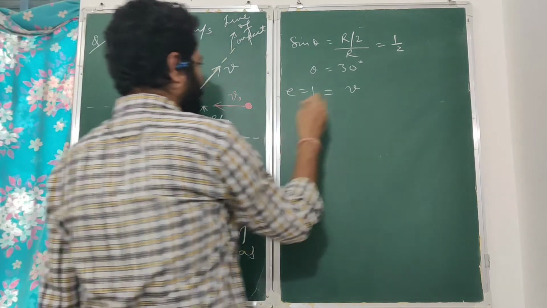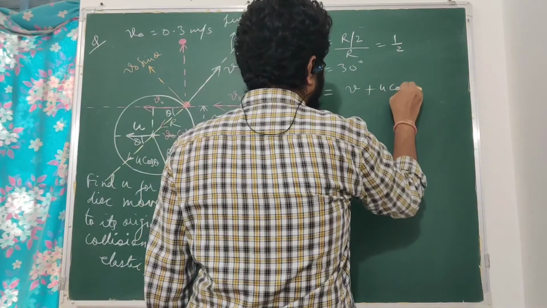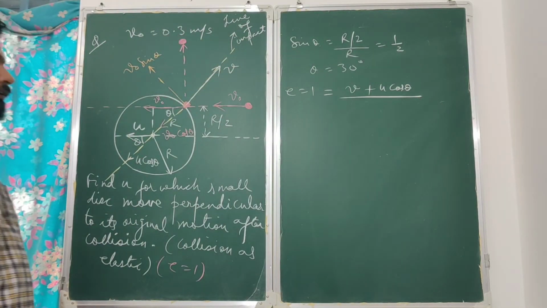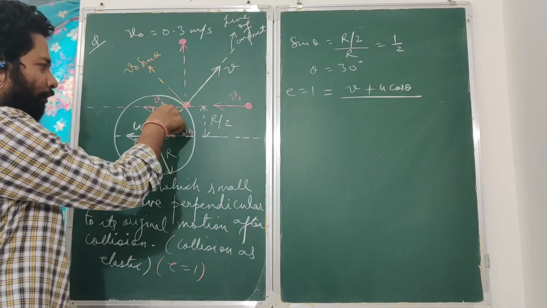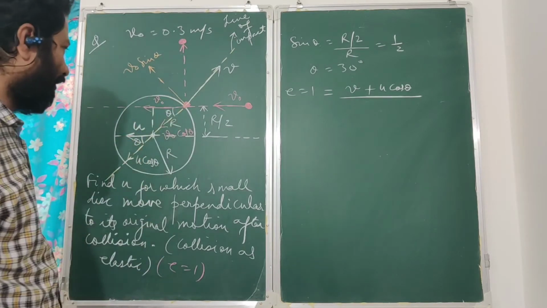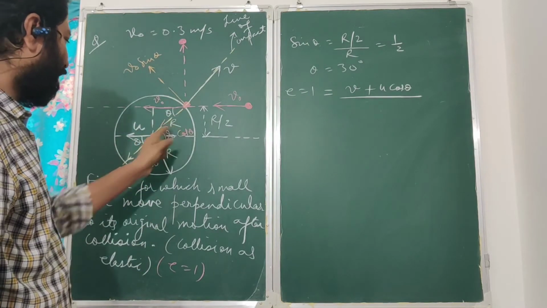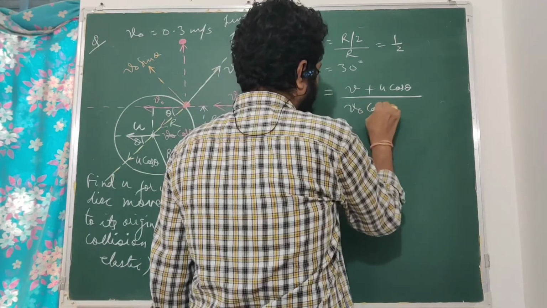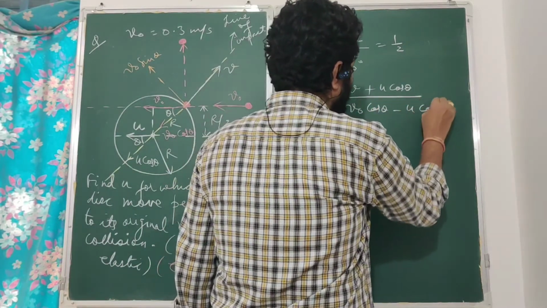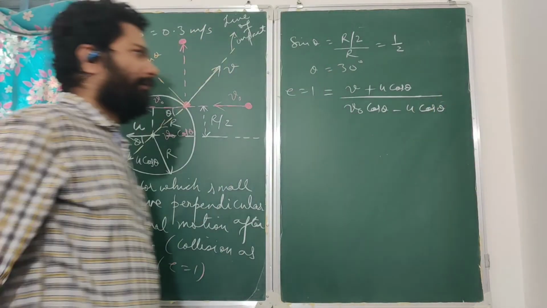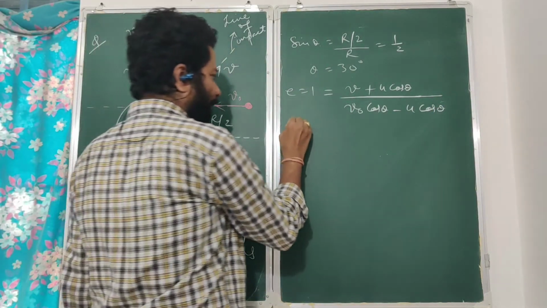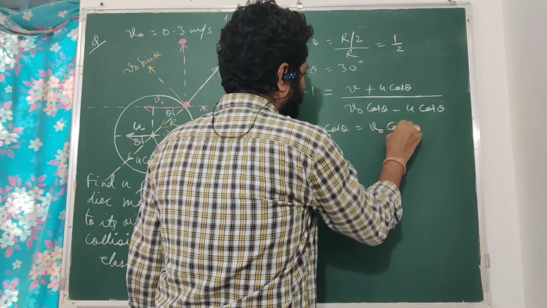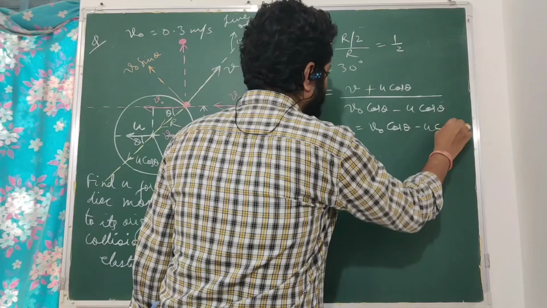It continues to move with the same speed u in its original direction. Now these two are in opposite directions, so the relative velocity will become v plus u cos theta, divided by the relative velocity of approach. Approach means before collision, in the same direction. So it was v naught cos theta and u cos theta. So we can write v naught cos theta minus u cos theta. So v plus u cos theta equals v naught cos theta minus u cos theta.